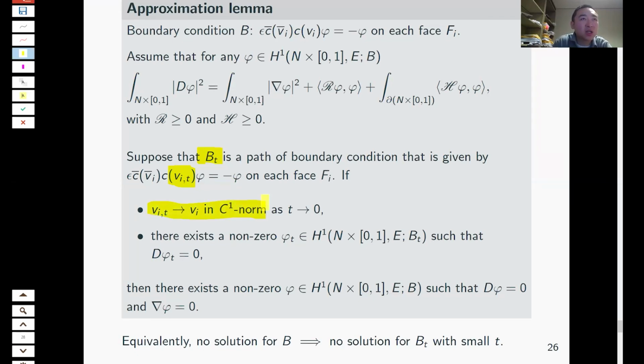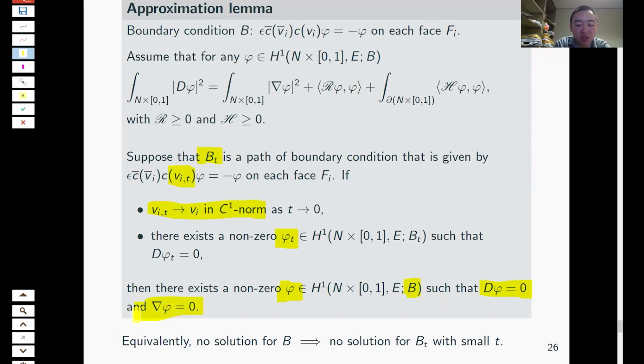And the second condition is that for each t, there's a non-zero solution phi_t such that D phi_t is 0 and satisfies the boundary condition in the H1 space. For example, this is guaranteed by our previous arguments. So we have known the index is non-zero, then we have to have a solution. Then there's really a genuine solution phi for the original boundary condition, such that D phi is equal to 0, and also it follows from the Bochner formula that nabla phi is 0.